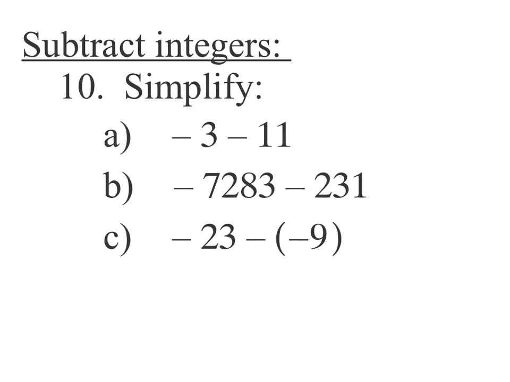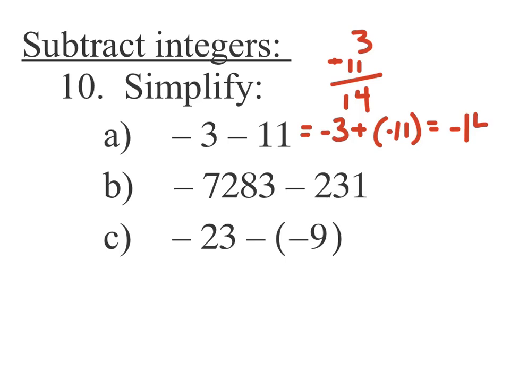Alright, no number lines on this one. We'll just do the straight math. And again, if you wanted to look at this as negative 3 plus negative 11, you could, because we know the answer is going to be more negative, in which case you do 3 plus 11, which is 14. So the final answer on this one is negative 14.